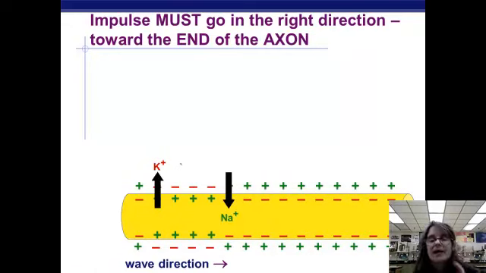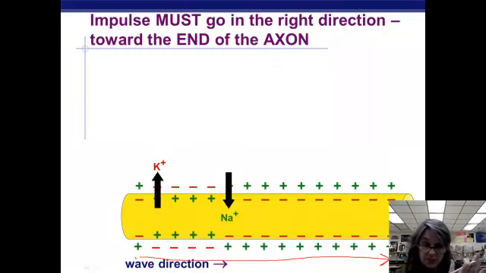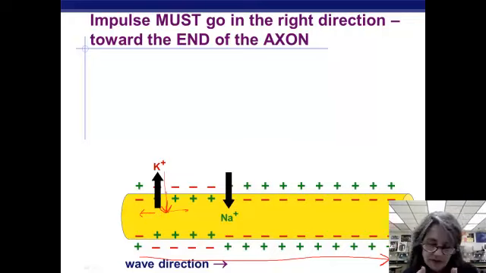All right. Now, the thing is, we want this wave of impulse to move in this direction towards the end of the axon. We don't want it to go backwards, back towards the dendrites, back towards where our stimulus probably came from in the first place. So when the sodiums first rush in, how do we keep the impulse going this way? How do we make sure it doesn't go that way? Well, here's what happens.